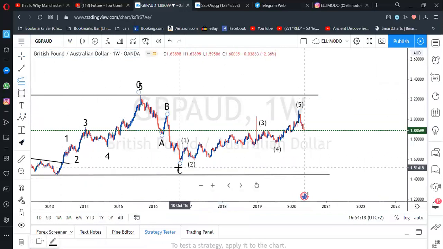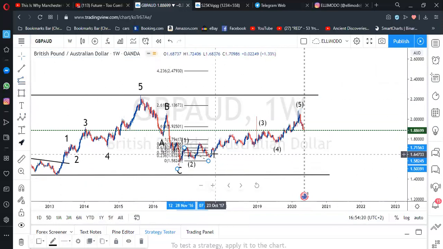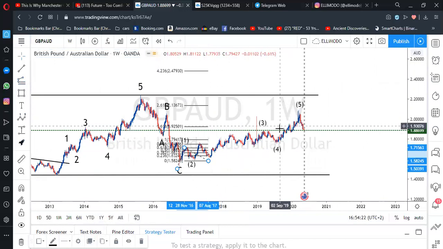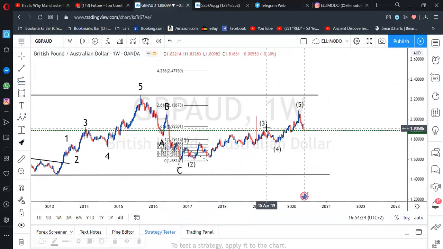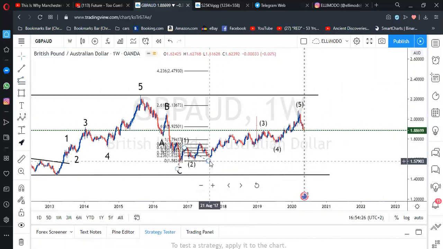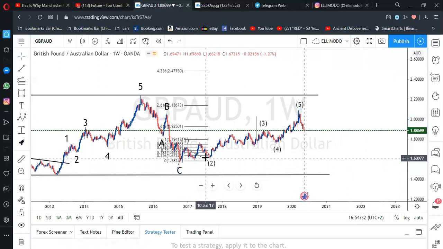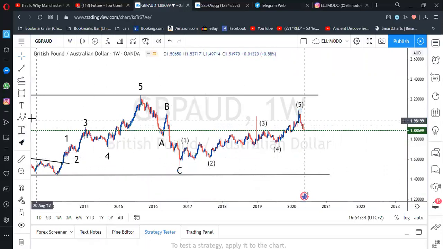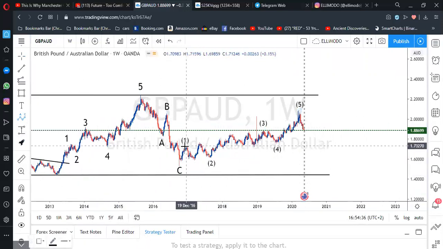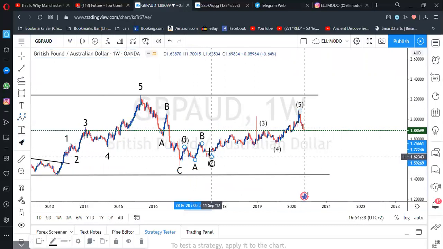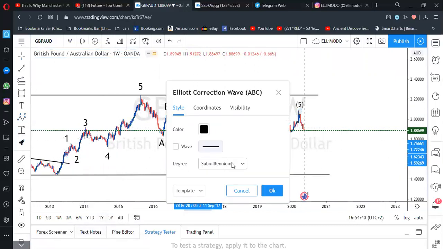3, bottom point, top point, where's my 3? Around that zone, yeah, okay, that's my 3, 4, 5, right? Or maybe, yeah, something like that. So that we could have an ABC inside. So it would look like that, ABC. Let's just reduce the size of that.